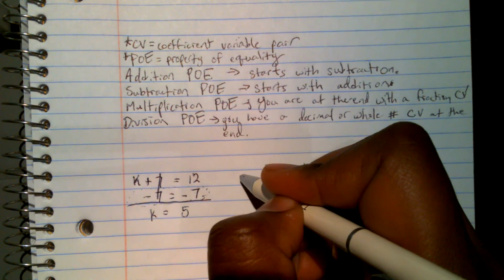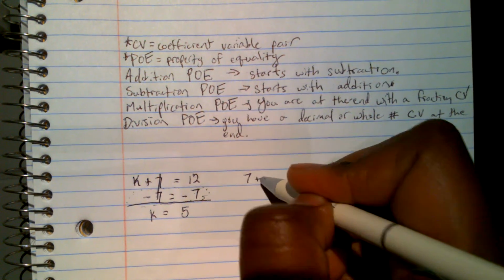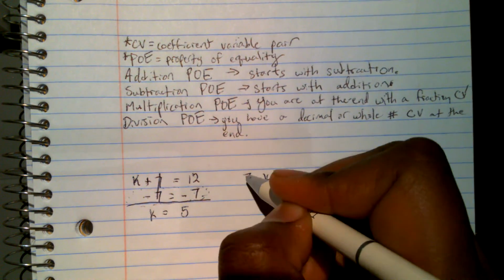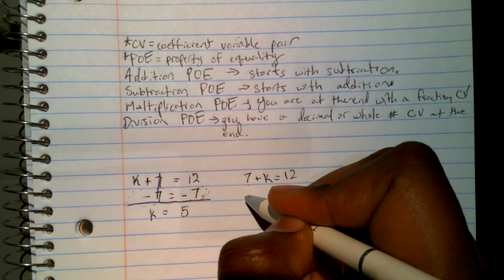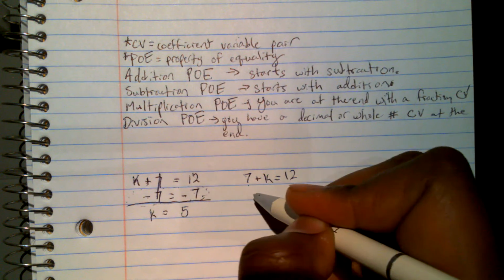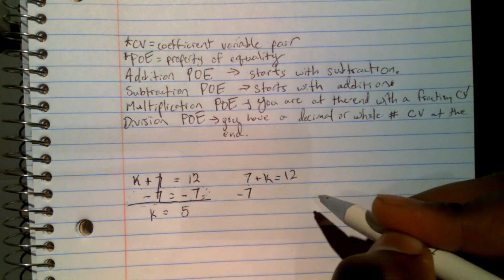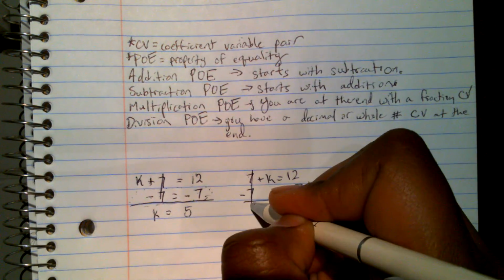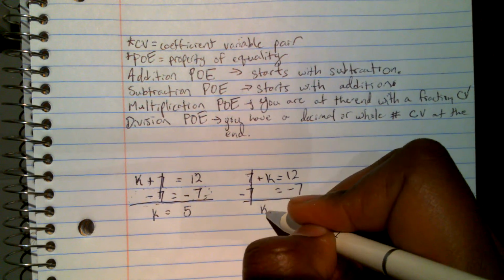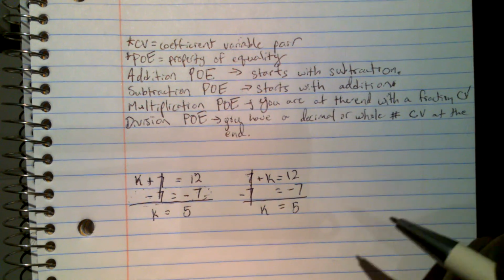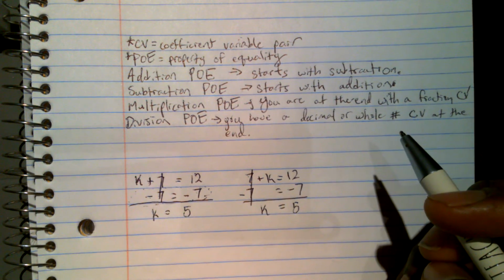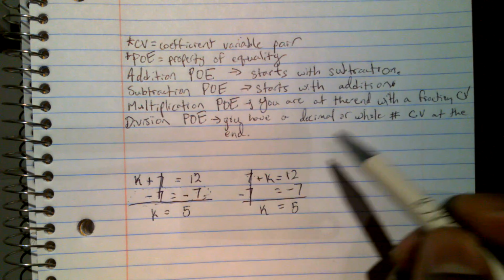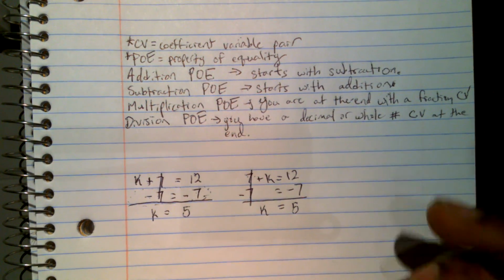Or I can have it written like this. 7 plus K is equal to 12. Then here, even though I don't have the plus sign, if I have no sign, it means plus. So I'm going to put negative 7 equals negative 7. Cross those two out so I can have my K by itself. And K is also equal to 5. Or I can also have the 12 on the left-hand side of the equal sign and the 7 plus K on the right-hand side of the equal sign.